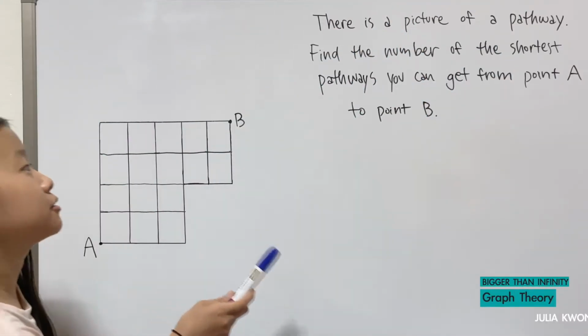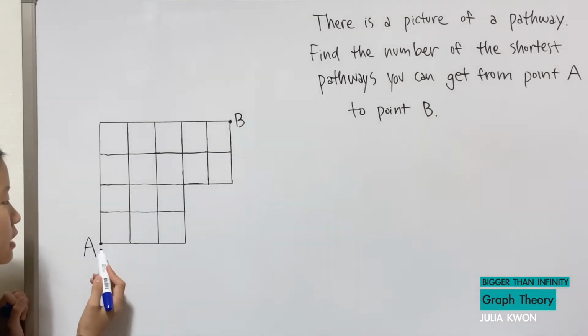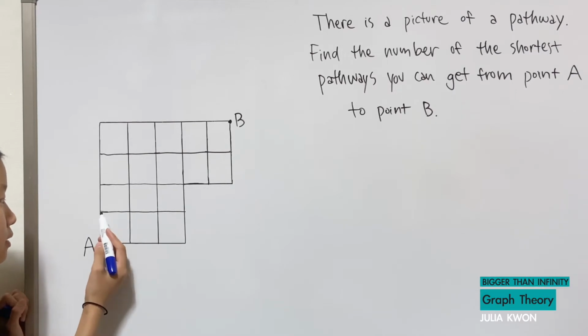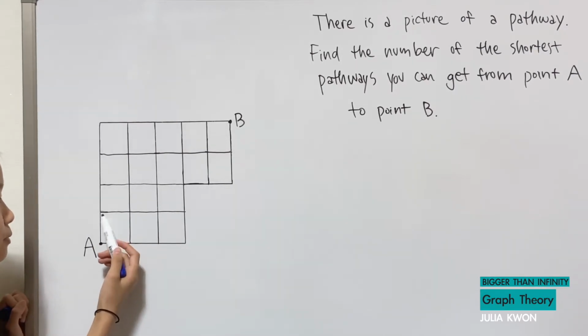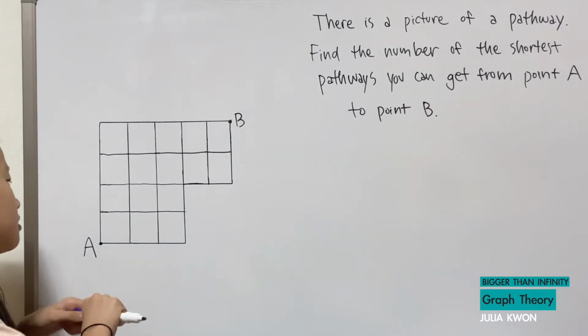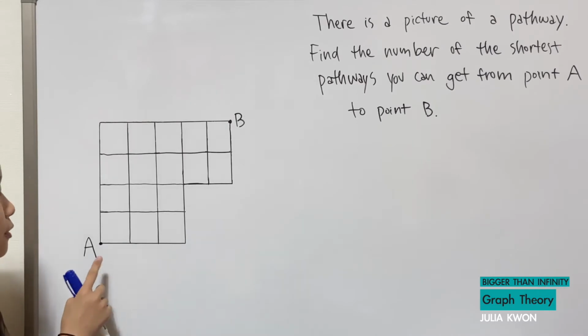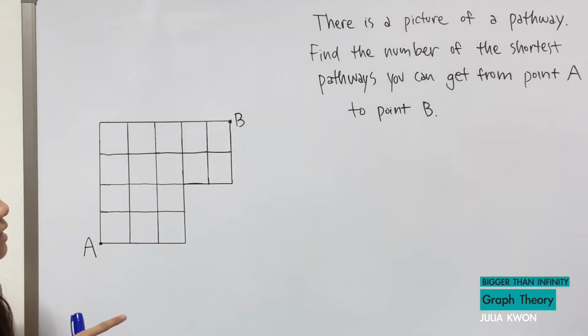So basically when it says shortest pathways, it means you can't go from point A to this point, and then to this point. Going from this point to this point would be getting further away from point B, and we're trying to get to point B. You basically can't get to a point that is further away from point B than where you were before. So this is a counting problem, and we're going to count all of the ways we can get from point A to point B that is the shortest.